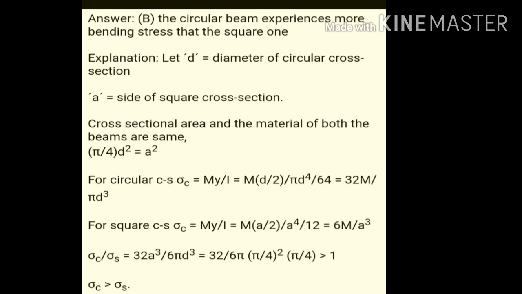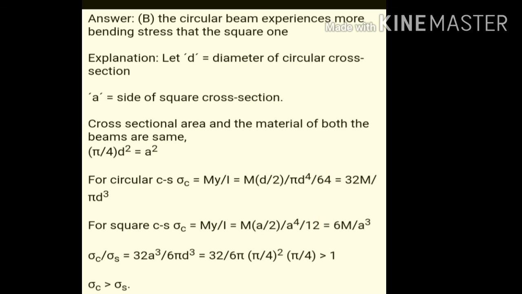that is equal to 32 M by pi d cube. In the other case, the square section, the bending stress is 6M by a cube. So we want to know which is getting more stressed. You can just divide one by the other: 32 a cube by 6 pi d cube.